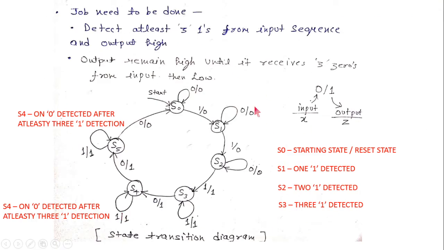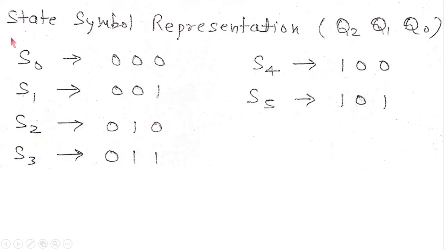So here we have completed our state transition diagram. Now move to the representation. Since we have used 6 states, S0 to S5, we need at least 3 bits to represent these states in binary, because we deal in binary to design our circuit. So I have taken S0 as 000, S1 as 001, S2 as 010, S3 as 011, S4 as 100, and S5 as 101.